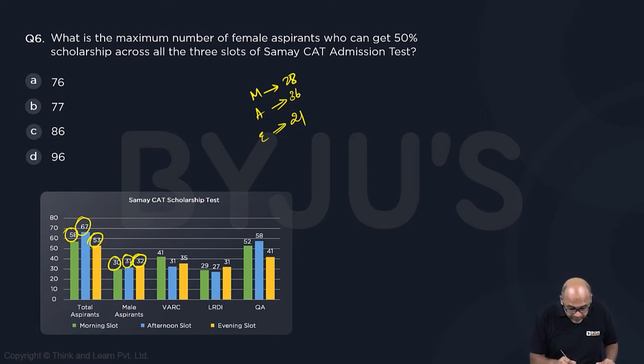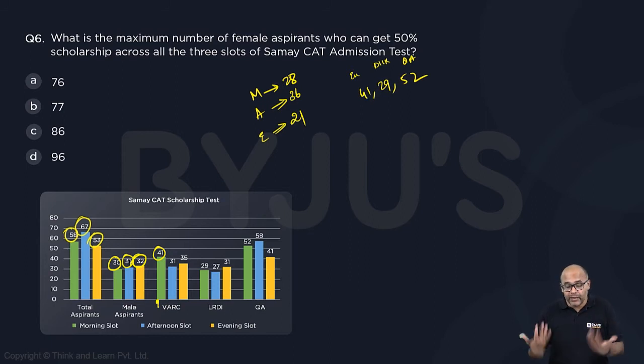Now look at your VAR. So you're looking at morning slot 41, 29 and 52. These are the number of students who cleared the cutoffs in English, DILR and Quant. Now, what could be the maximum people who cleared all 3 cutoffs? That could be 29 itself. However, remember, you don't have 29 women, you have only 28 women. So the other person has to be a boy. So in the morning slot, all 28 women could have got the cutoffs.